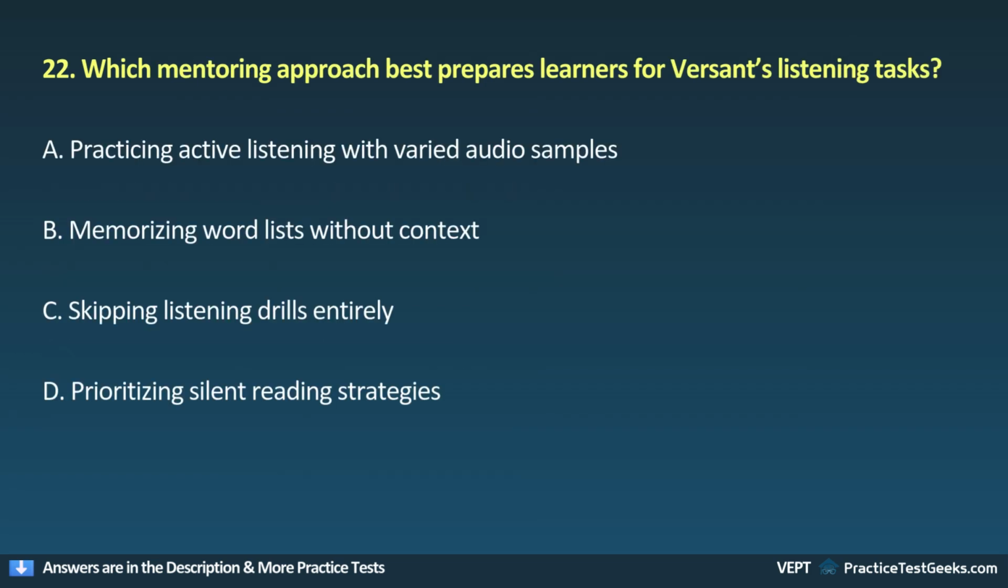22. Which mentoring approach best prepares learners for Versant's listening tasks? A. Practicing active listening with varied audio samples. B. Memorizing word lists without context. C. Skipping listening drills entirely. D. Prioritizing silent reading strategies.